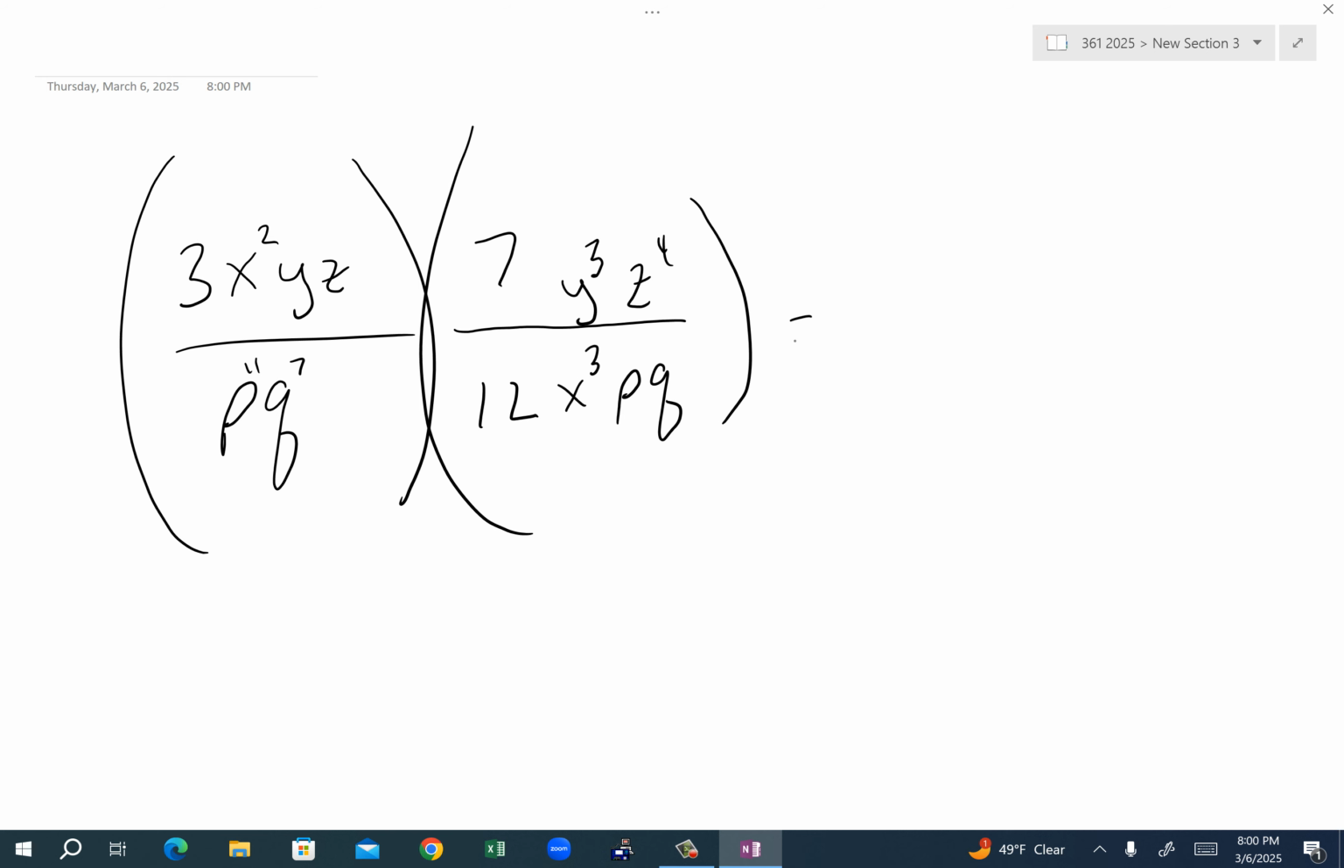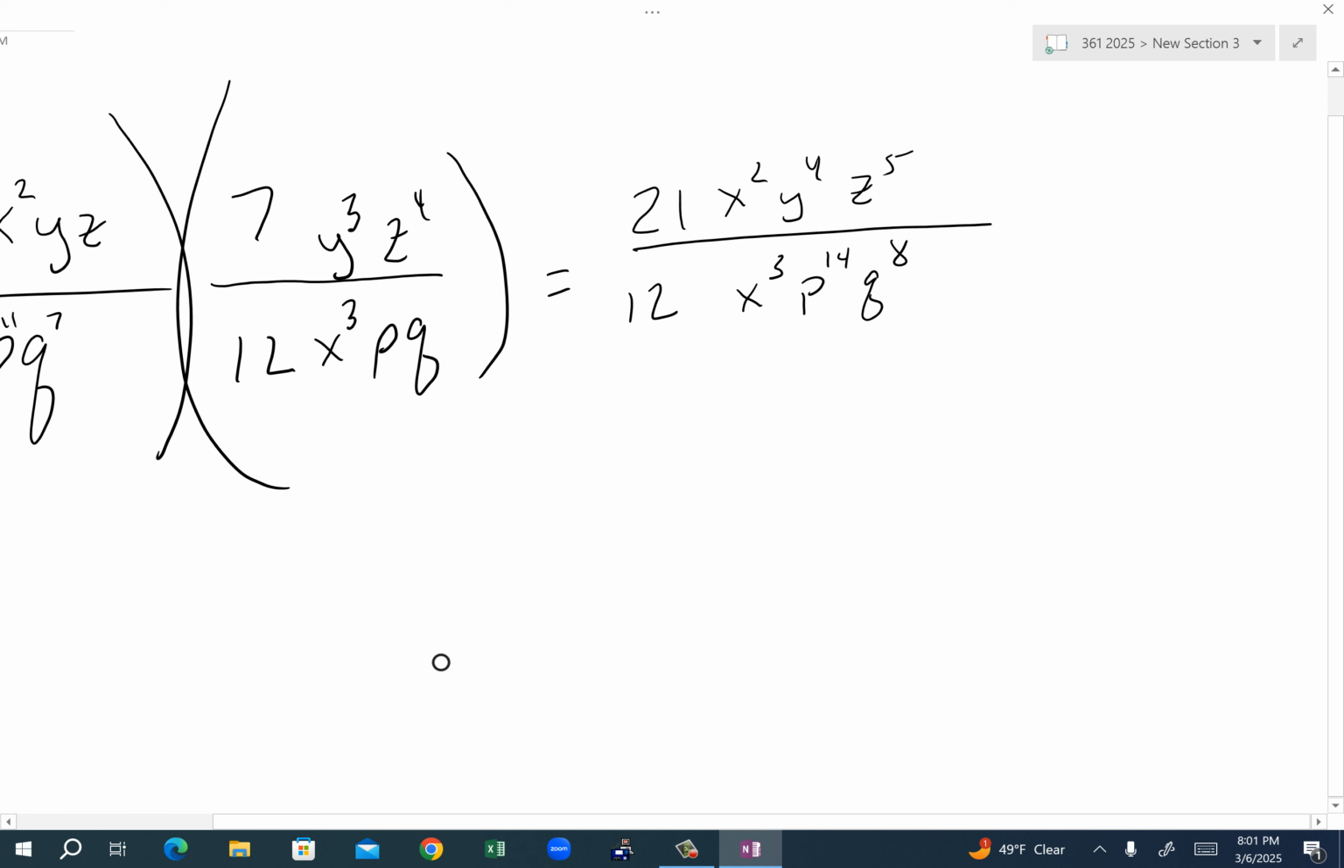Let's times them. Now, there's 2 ways to do this problem. If you were good at fractions back in 5th grade, we could do some cross canceling. Maybe you remember that. If you don't, just forget about it. Multiply the top. Okay, you can do this 2 ways. So you could either times all the way across the top, and if you did, you'd get 21 x squared y to the 4 z to the 5th over 12 x cubed p to the 14 q to the 8. You with me?